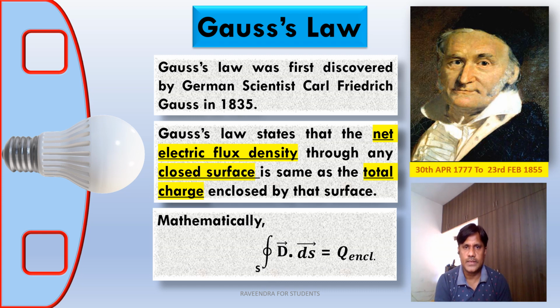Here in the Gauss law we have to remember three keywords: net electric flux density, closed surface and total charge. With the help of these three keywords, the Gauss law is: the net outward flux through any closed surface is the same as the total charge enclosed. That can be remembered by this mathematical equation: closed integral over S of D bar dot dS bar is the same as the total charge enclosed by that closed surface. Remember, here it is a closed surface. That's very important.